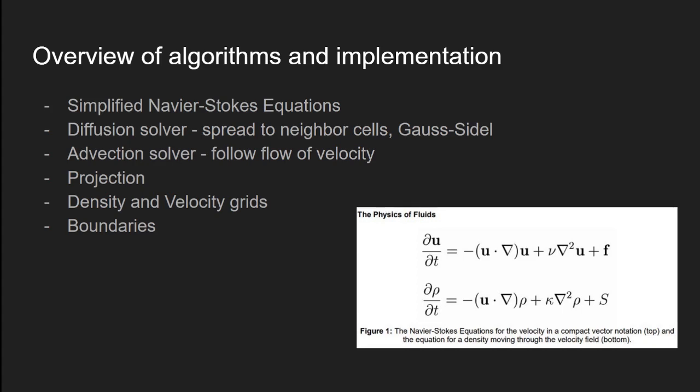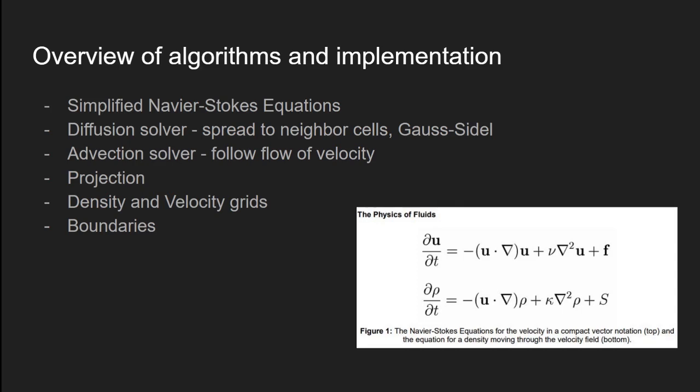For the advection solver, I also use a backwards solver, meaning that you're going to follow the flow of the velocity backwards to see which cell you end up in, and then take the density of that cell to set the current cell density. And so doing it backwards like this also increases stability, like in the diffusion solver.